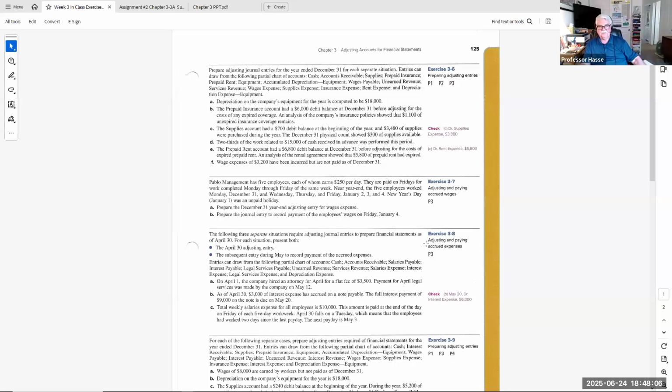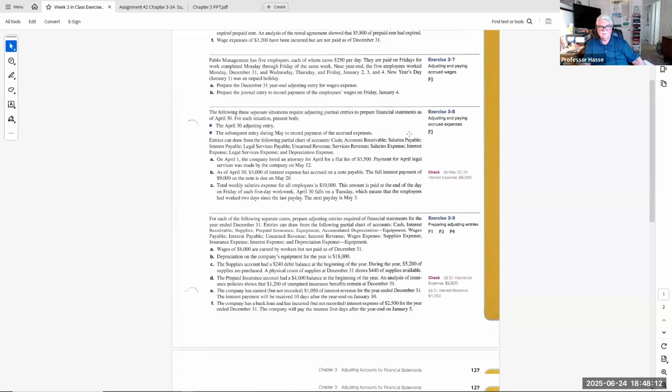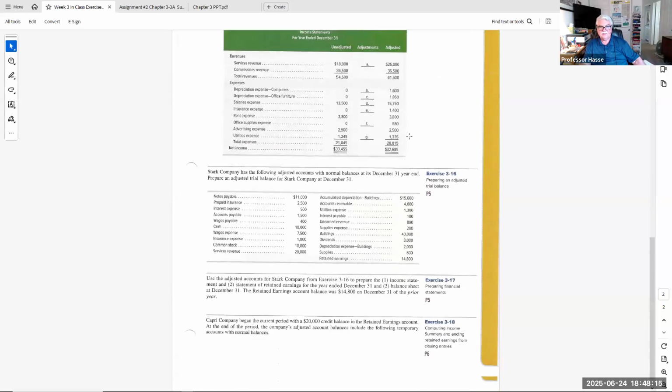Okay, let's bring this up. Now we're going to the second part of our exercises this weekend. The first part, which we just did, we gave examples of adjusting entries. Now let's go on to the next page, on page 127, and look at exercise 3-16. In this exercise, we're doing two things.